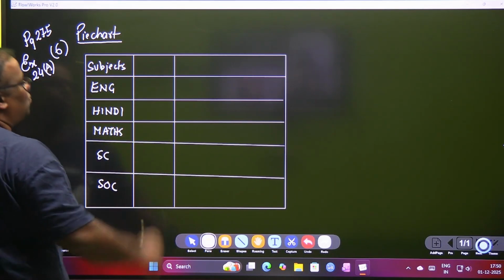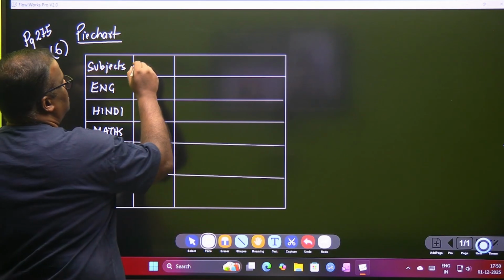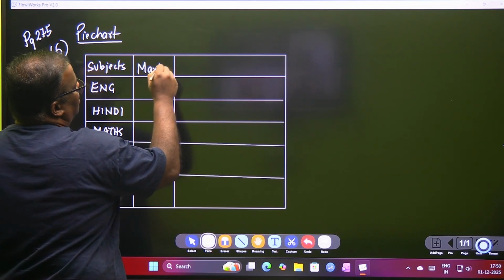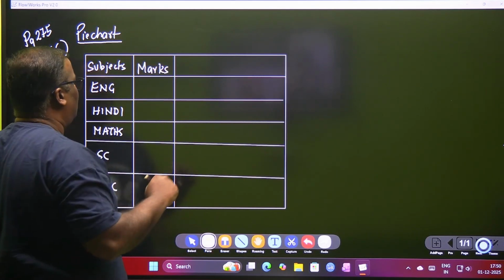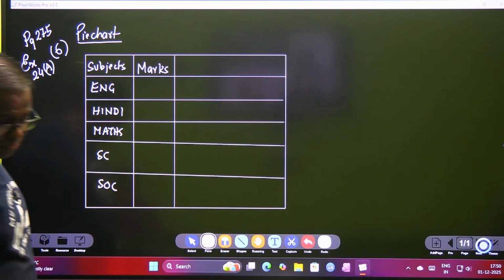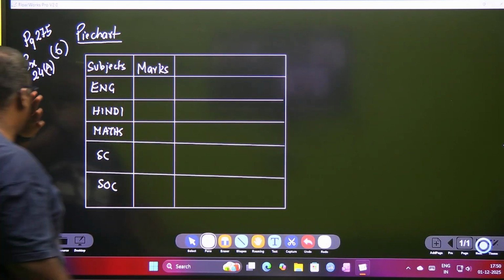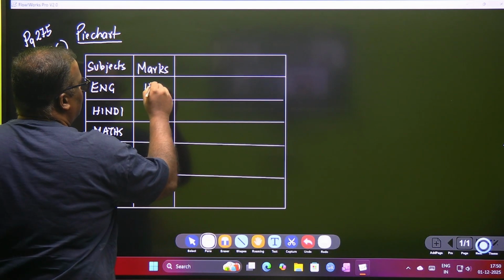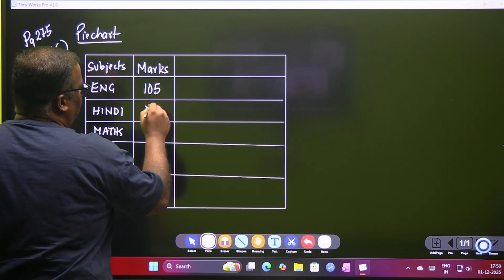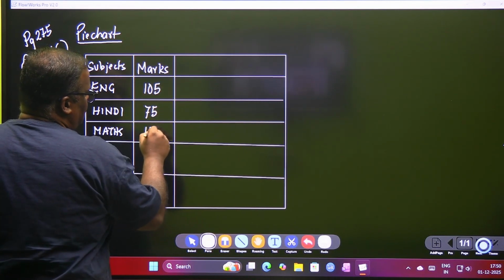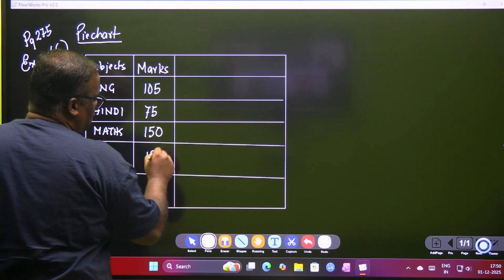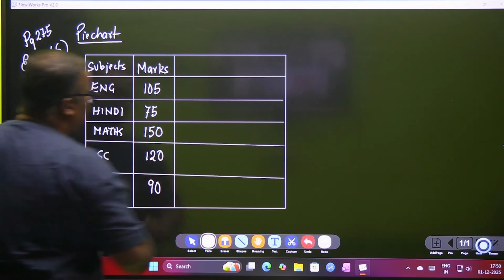Can you tell me what is the score we got? This is our marks. 105. English, 105. These are the marks obtained in each subject. Okay, 105. Okay, 75, 150, 120, 90. Can you add this up quickly?